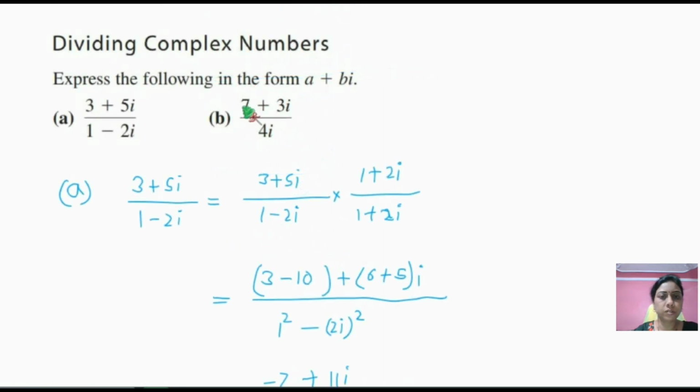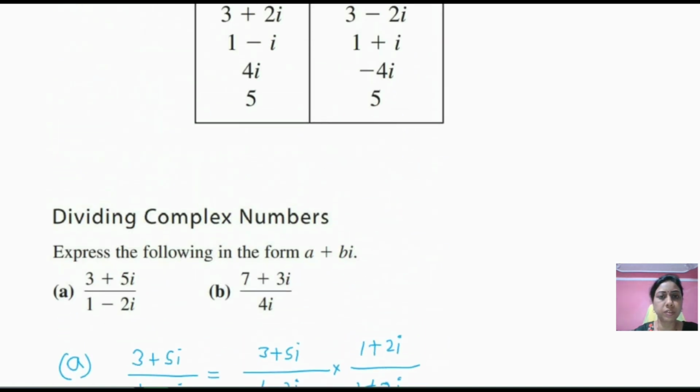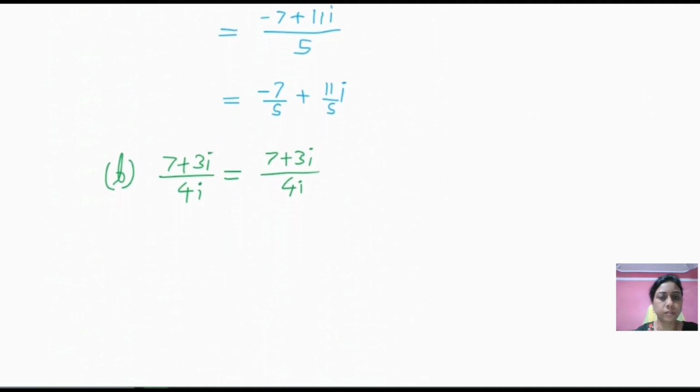Now we do the b question. Here 7 plus 3i divided by 4i. Do you know what the conjugate of 4i is? For an imaginary number, just change the sign. So for 4i, we can multiply with negative 4i.